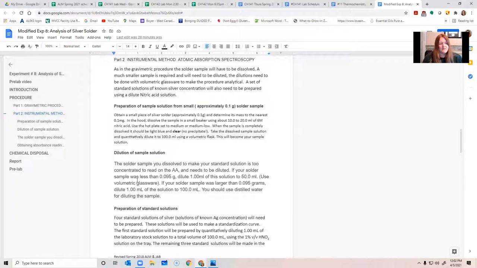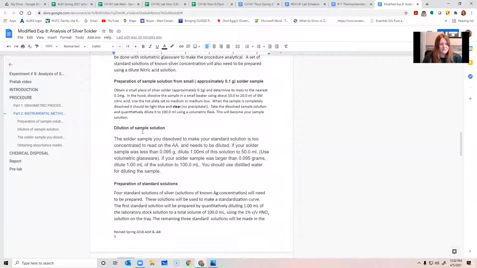So after you've dissolved it, which takes very little time, so keep an eye on it, you're going to do these dilutions. These dilutions depend on the size of your initial piece of solder, and you want to write down what you actually do. You also need to remember that we use pipettes, so we get two decimal places, and we use volumetric flasks to get to 100, so we are able to get those two decimal places. The precision here is important. All right, and so effectively you do two dilutions with your small piece of solder.